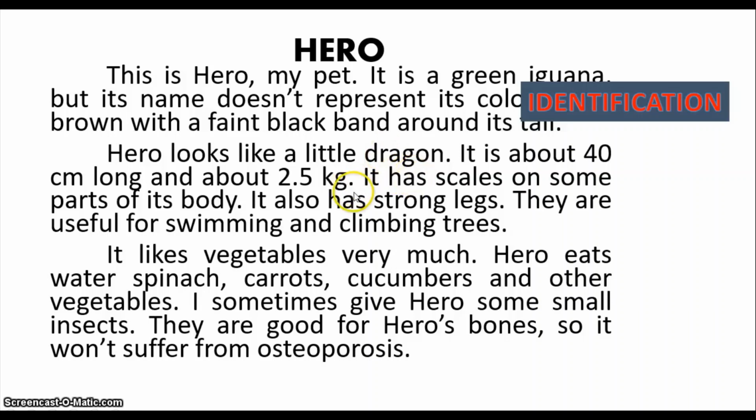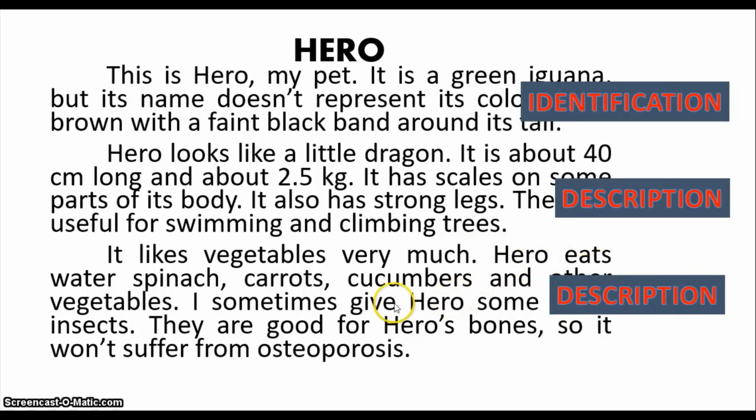And the details about Hero are put in the second and the third paragraph. So here's the description. The second paragraph is about the physical appearance of Hero, like he looks like a little dragon, and then also the size of Hero, and also the other features of Hero's body. So the physical appearance. And then in the third paragraph, the writer is trying to describe the diet of Hero. So Hero's diet, what does he eat?